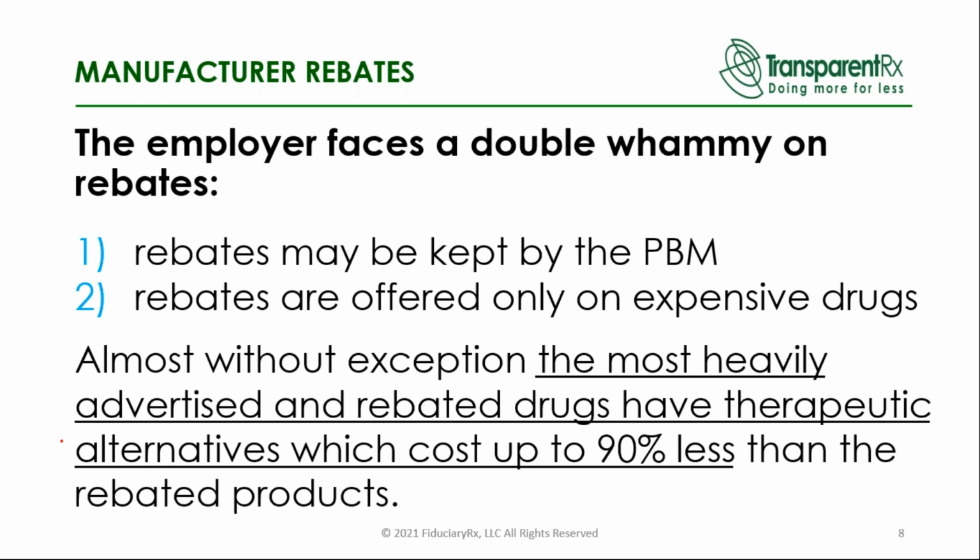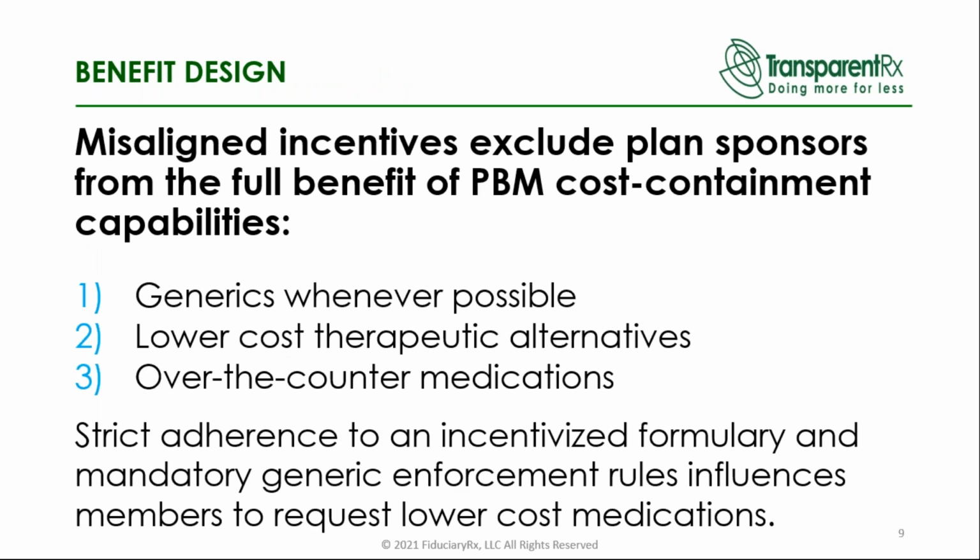By the way, that report is online, it's public information, you can go out and get it. But in that report, they mentioned they hadn't even looked at rebates. They were only evaluating spreads. They had not looked at rebates yet. And so the importance here is, as an employer, as a third-party payer, you face a double whammy when it comes to rebates. Part of it may be kept by the PBM, and then the other part is that they're only offered on the most expensive drugs, with those drugs, 90% of them having lower cost therapeutic alternatives available to them.